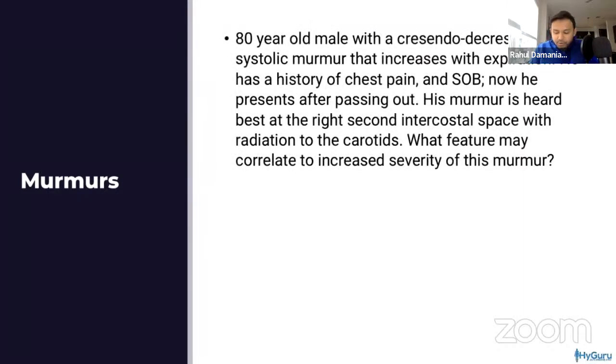So let's go through this very high yield question. 80-year-old male with a decrescendo systolic murmur that increases with expiration. He has a history of chest pain and shortness of breath. Now he presents after passing out. His murmur is heard best at the right second intercostal space with radiation to the carotid. What feature may correlate to increased severity of this murmur?